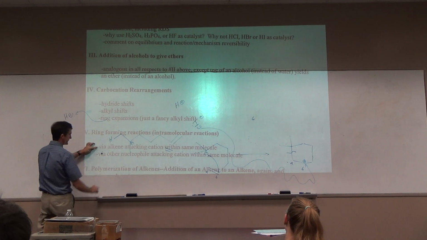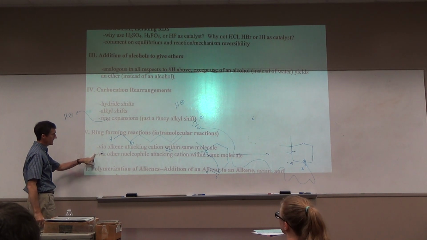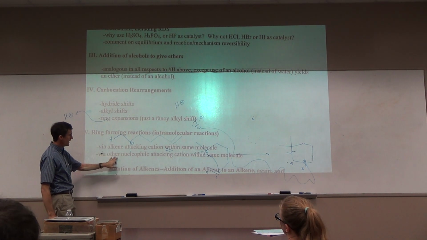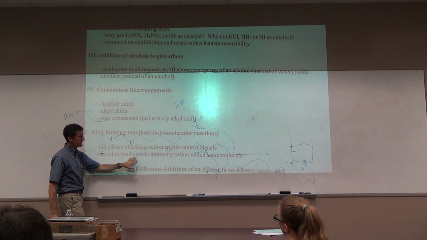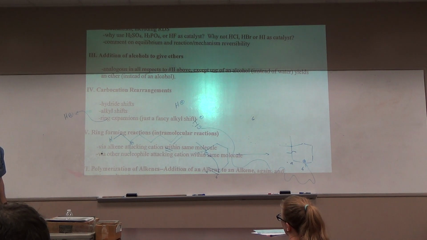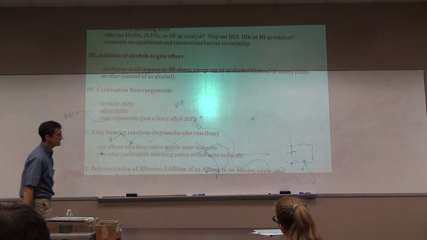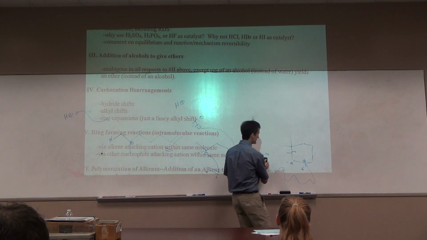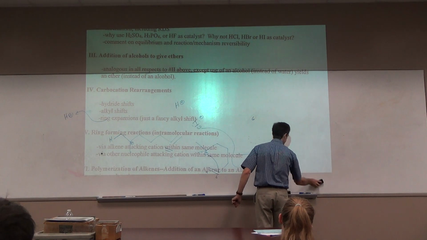We just did this first one here, alkene attacking cation. What about some other type of nucleophile attacking the cation within the same molecule? That's the THC example. Please take a look at that and propose a mechanism there.